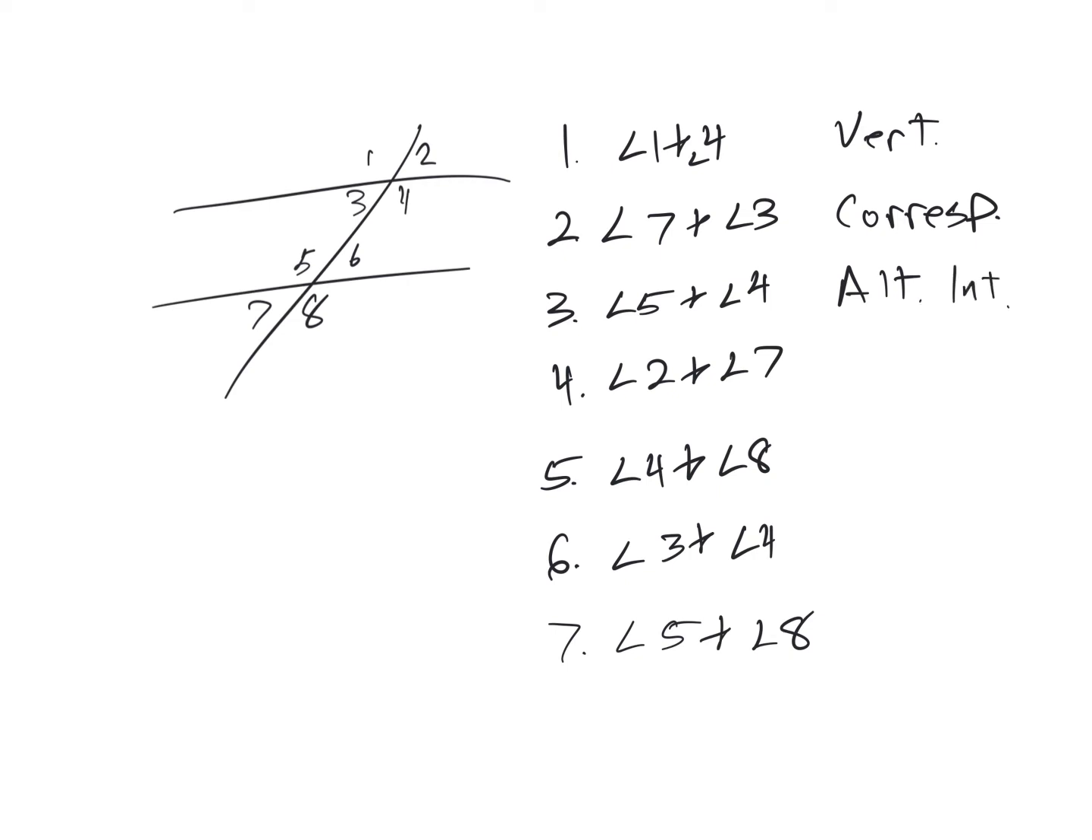Number 4, angle 2 and angle 7. Again, they're alternating, so alternate, and they're on the outside. Good, exterior. 4 and 8, they're on the same side, so it's either corresponding or consecutive. They're corresponding.